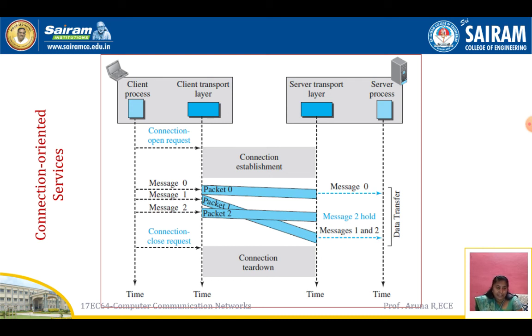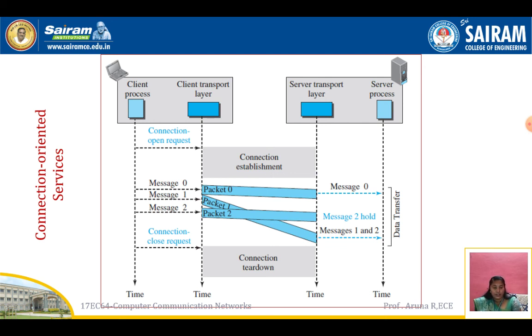Before sending the messages to the other side, it will create a connection establishment. That is, a routing path will be designated from the source to the destination. Once the connection is established, the packets are sent by the sender to the receiver. Once the receiver receives all the packets, it will arrange them in order, and then they are delivered to the application layer above. After this data transfer is over, the connection teardown also takes place in the connection oriented service. So there are 3 stages.